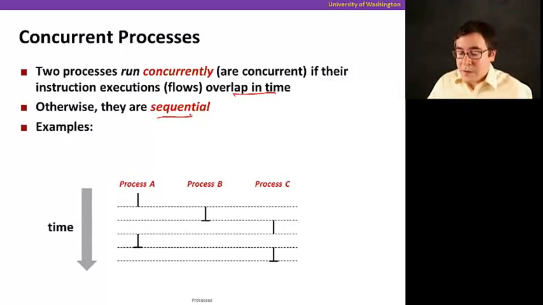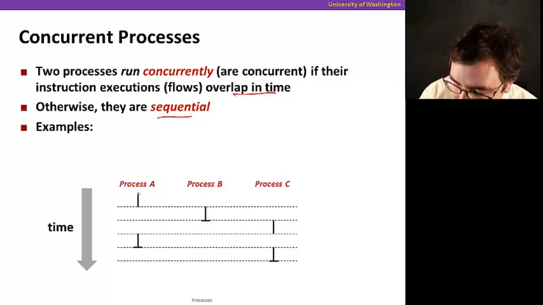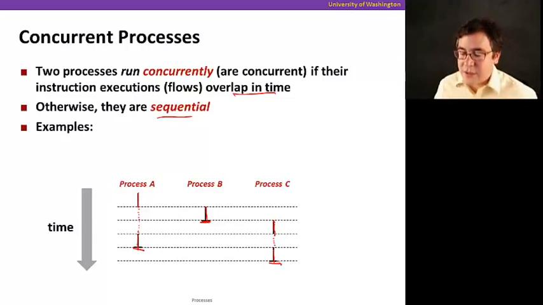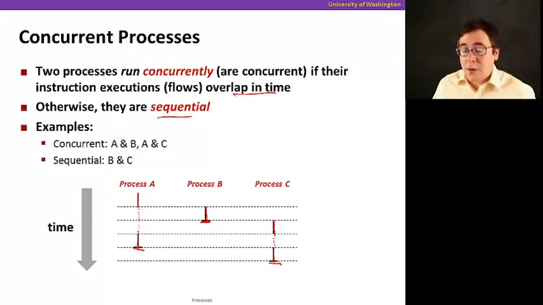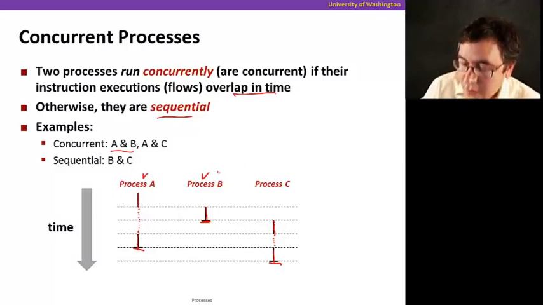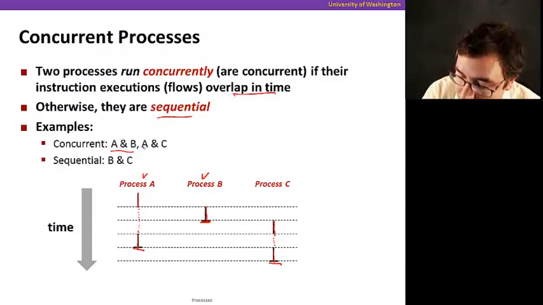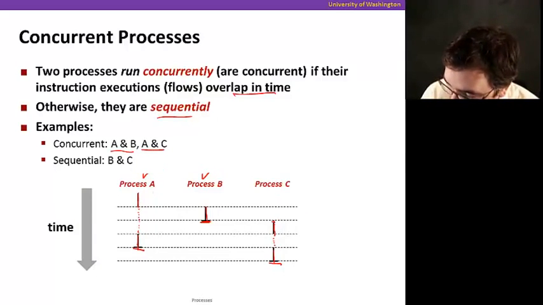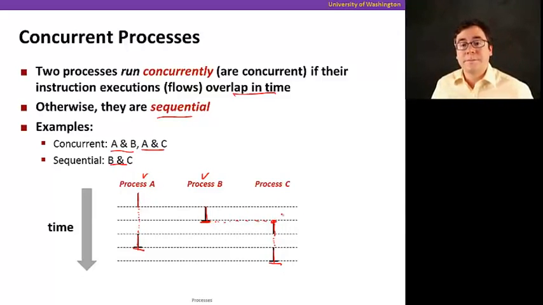Let me give you an example. Suppose that process A is running, having control of the CPU, and then it's paused for a second, continues running, and ends here. Process B starts here and ends here. Process C starts here, runs, pauses for a bit, and ends right there. So A and B are concurrent, and also A and C, because they are actually running in parallel. However, B and C are not concurrent because B ends right before C starts.